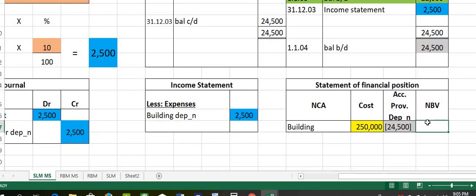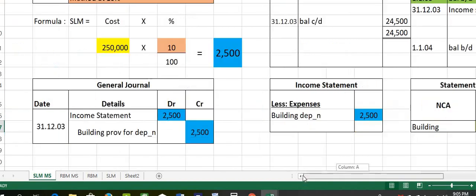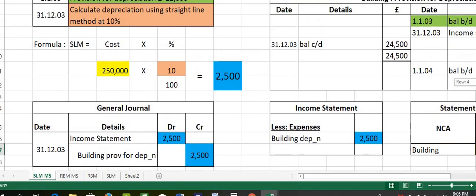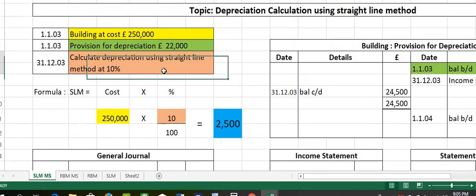Now you find the net book value by finding the difference between the cost and the accumulated provision for depreciation. Accumulated means the total depreciation, which gives you 225,500.